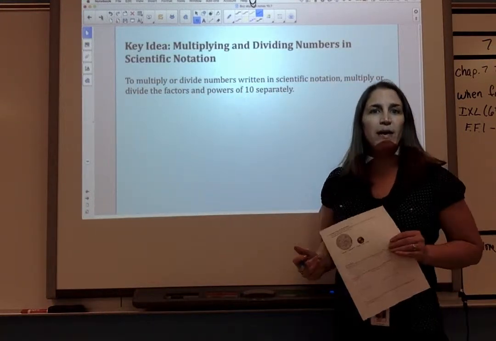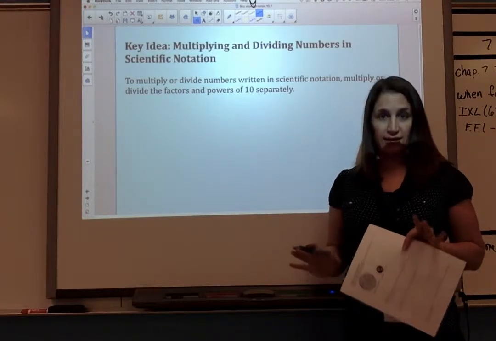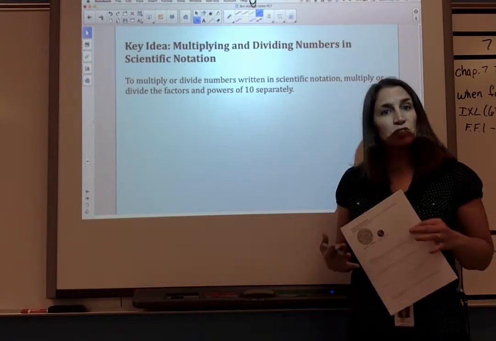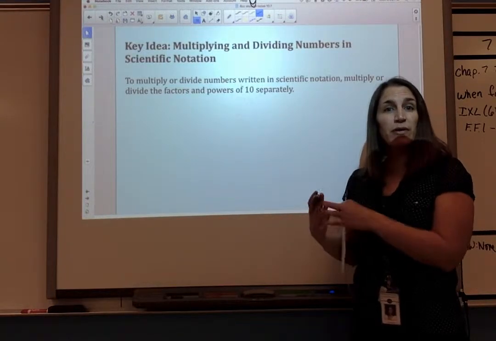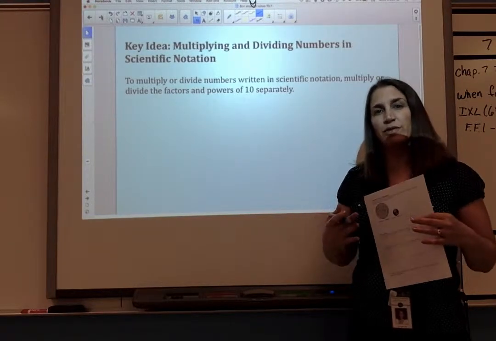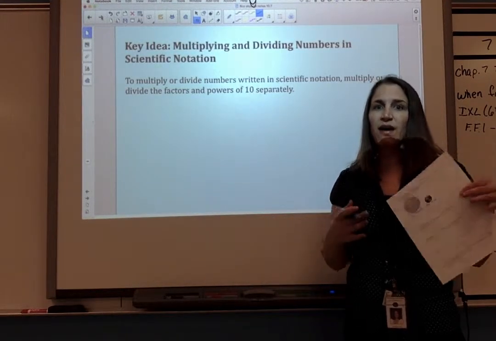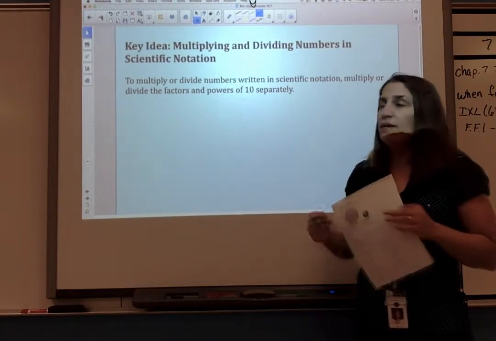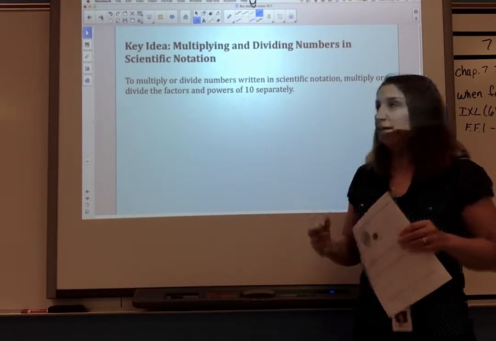So now we're going to look at multiplying and dividing numbers in scientific notation. This is way different than adding and subtracting. When we multiply or divide numbers written in scientific notation, we're going to multiply or divide the factors together, and then we will multiply or divide those powers of 10 separately from that. When we think about this, if we're multiplying two really big numbers, our product gets really, really big, really fast. If we're multiplying two really small numbers, that number gets way, way smaller. So we're going to see that those powers of 10 are really going to have an impact here.